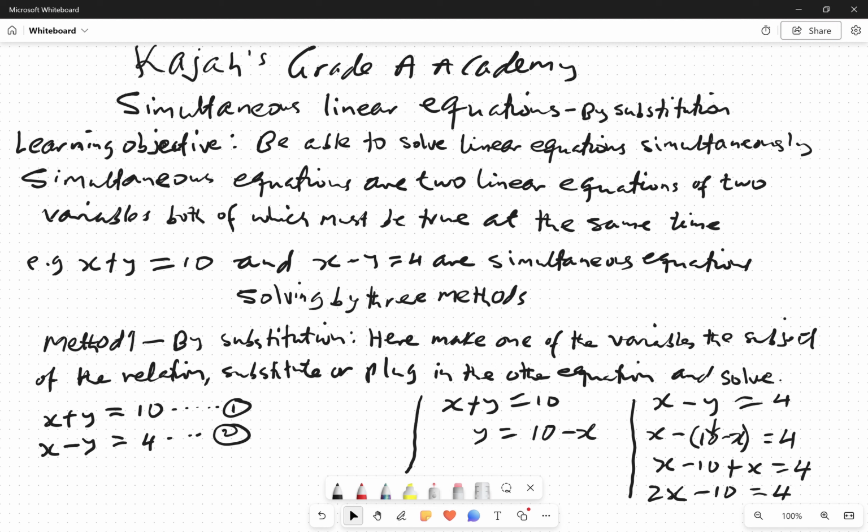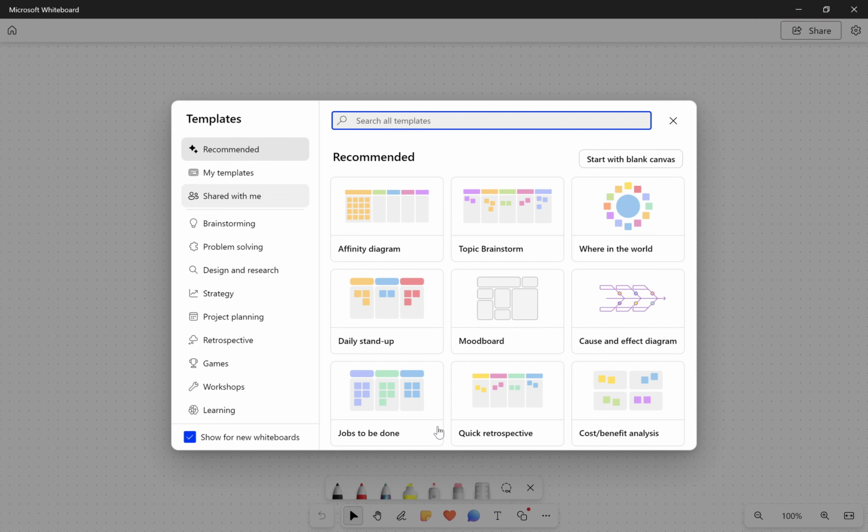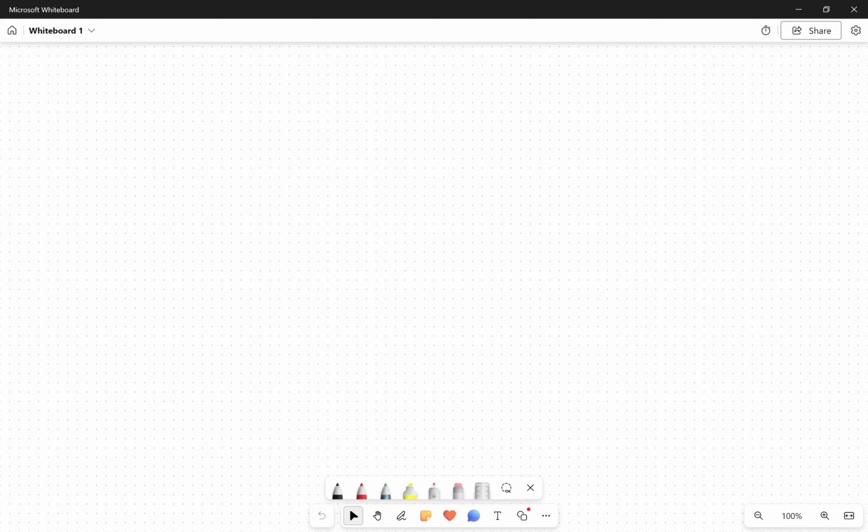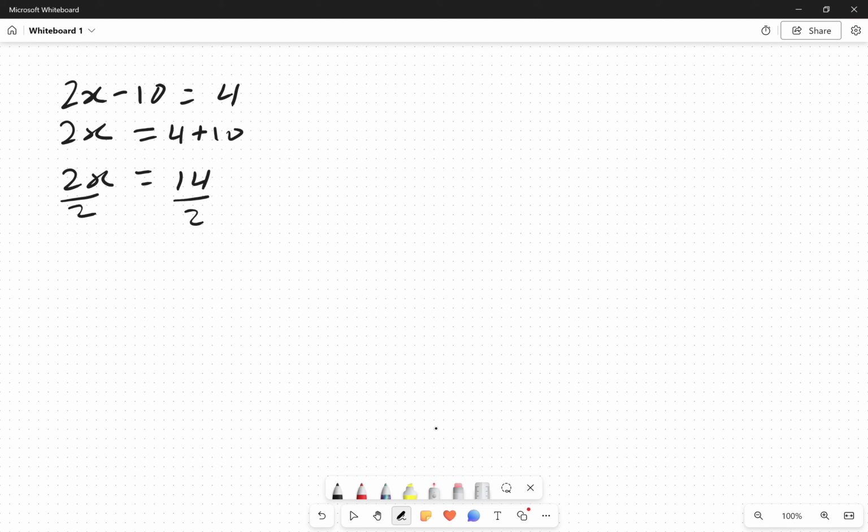And then we group like terms. We have 2x minus 10 is equal to 4. If we group like terms, we'll send 10 to the other side. So we have 2x is equal to 4 plus 10. And therefore we have 2x is equal to 14. So we can now divide by 2, and here 2 by 2 cancels out. x is equal to 7.